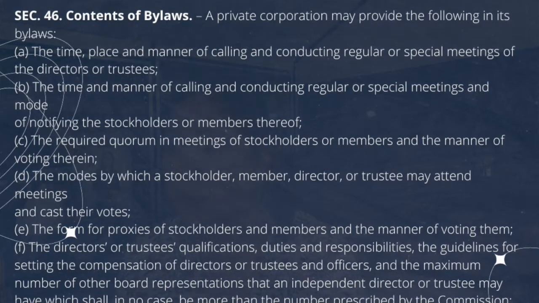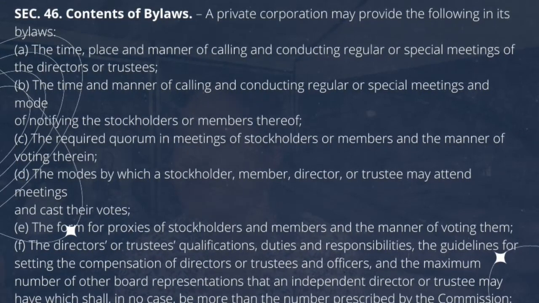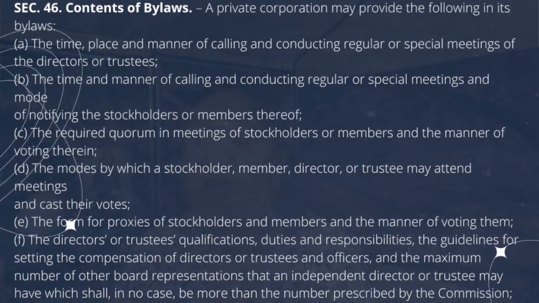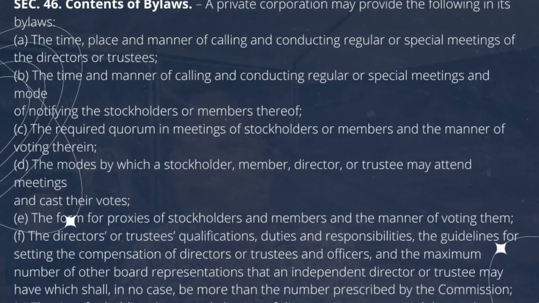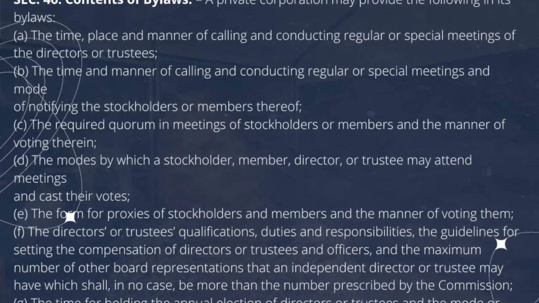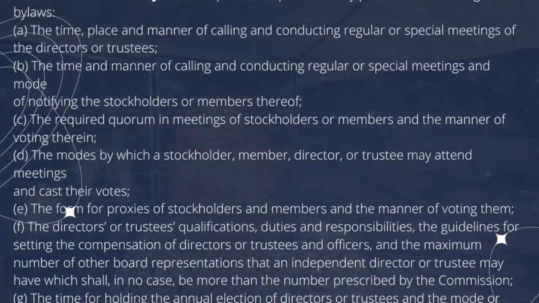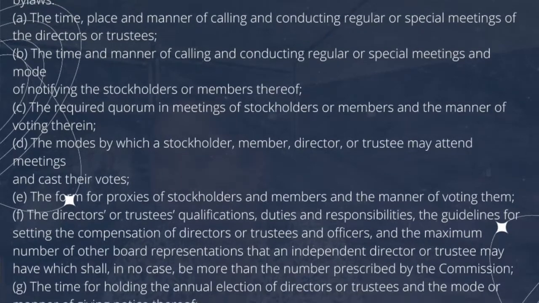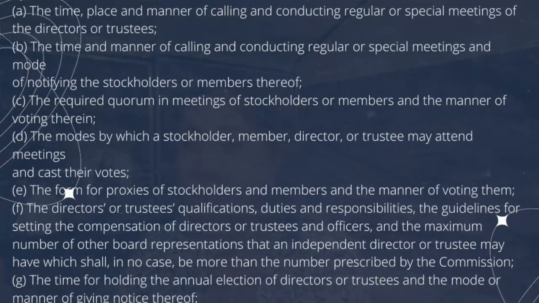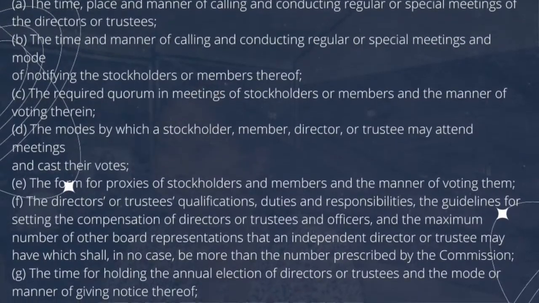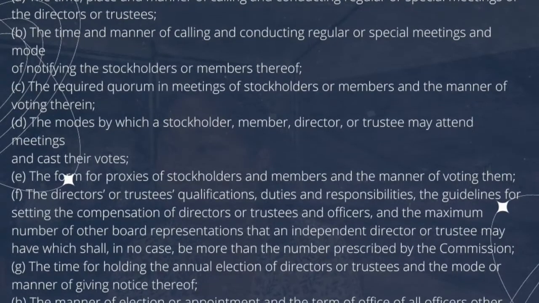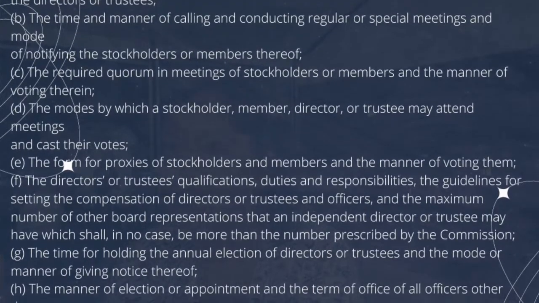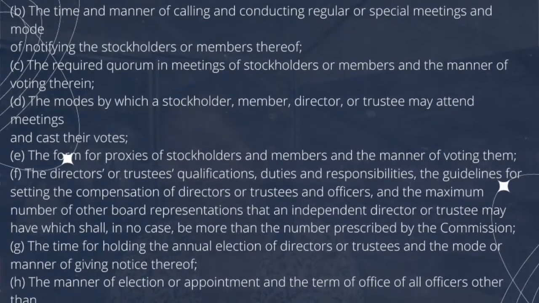A. The time, place, and manner of calling and conducting regular or special meetings of the directors or trustees. B. The time and manner of calling and conducting regular or special meetings and mode of notifying the stockholders or members thereof. C. The required quorum in meetings of stockholders or members and the manner of voting therein. D. The modes by which a stockholder, member, director, or trustee may attend meetings and cast their votes. E. The form of proxies of stockholders and members and the manner of voting them.